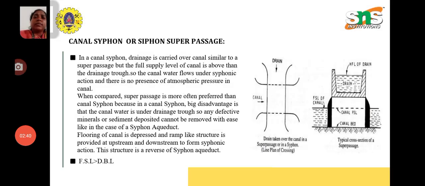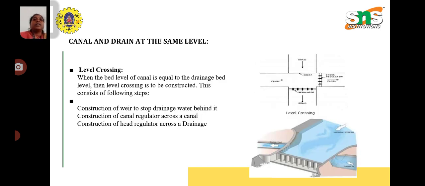Here we see that the full supply level is greater than the drainage bed level. On the right side of the slide, we can see the canal where water flows from left to right, and the drainage water will flow from the upstream to downstream, and the water will flow under the siphonic action.